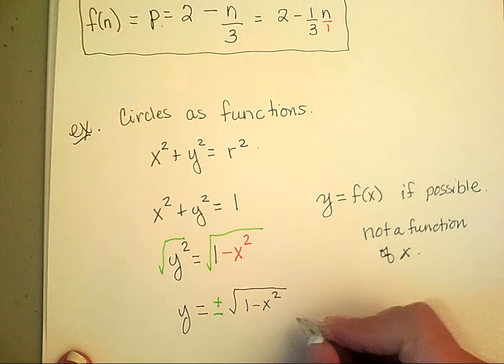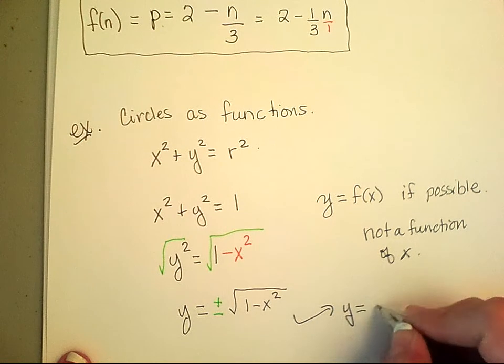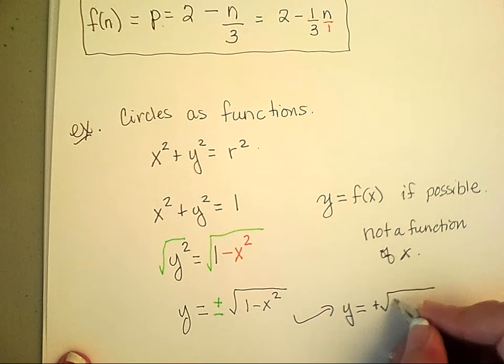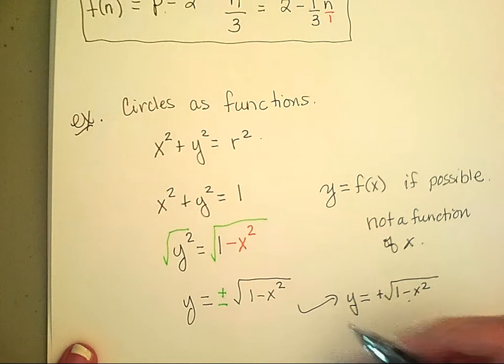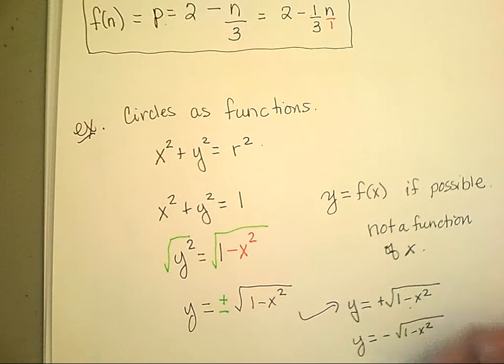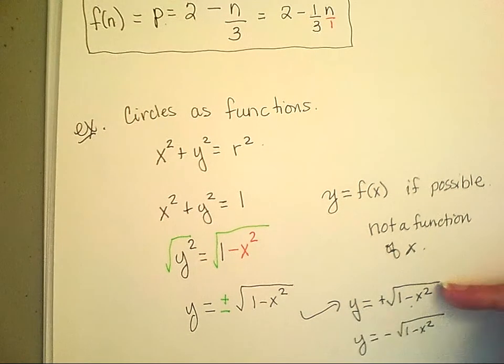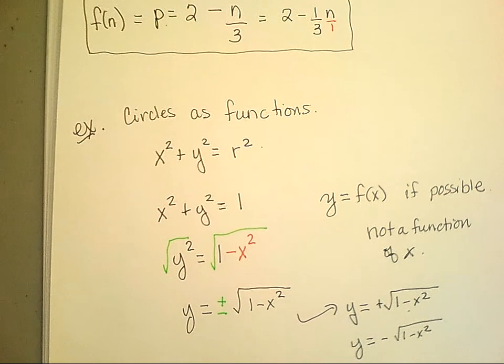What you can do, however, is split this up, and think about y is equal to the positive square root of 1 minus x squared. Now this is a function. Or if you look at the negative branch, this is a function, if you just take them one at a time. Turns out this is the top half of the circle, and this is the bottom half of the circle. If you look at those parts separately, they will be functions. But we'll come back to this.